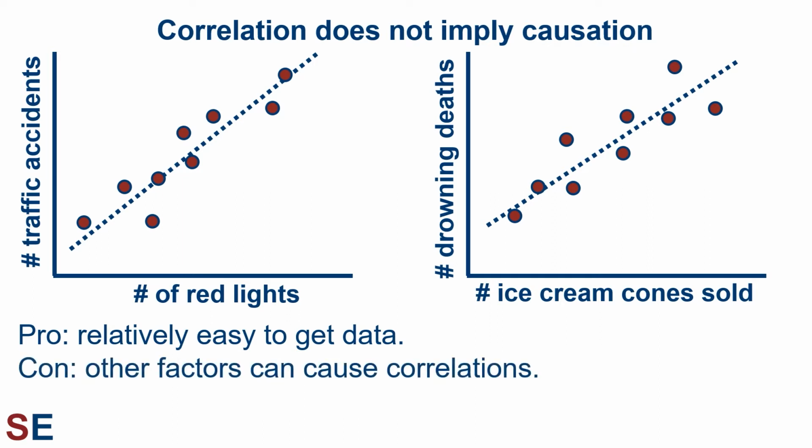A major con or detriment of correlation studies is that other factors can cause the correlations that we see. We have to be very careful when we see a clear relationship that something we haven't accounted for isn't influencing both values and creating the correlation between them. It's often easy to figure out things like population size for the traffic light example, but trickier to think of things like the weather for the ice cream example.